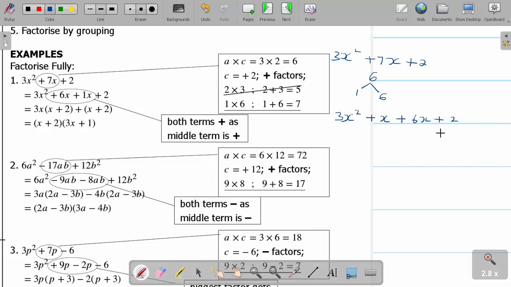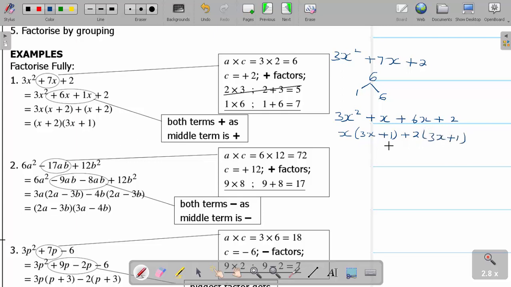Then from here now, I'm going to group. Check here: what is common here and here, guys? It is x. I'm going to say x, left with 3x plus 1. What is common here now? It is 2. Can I say plus 2 into 3x plus 1?